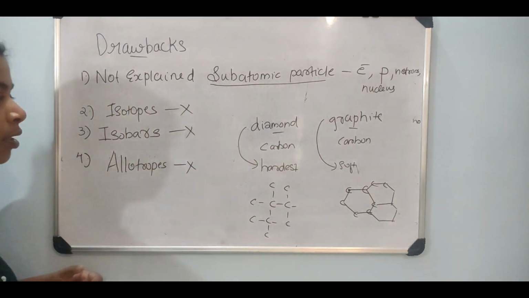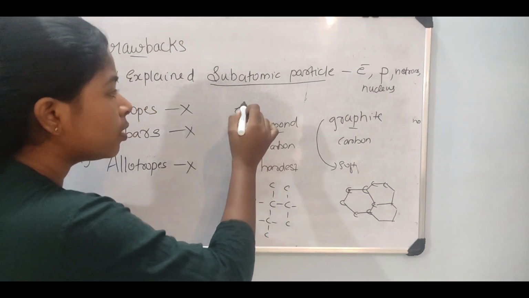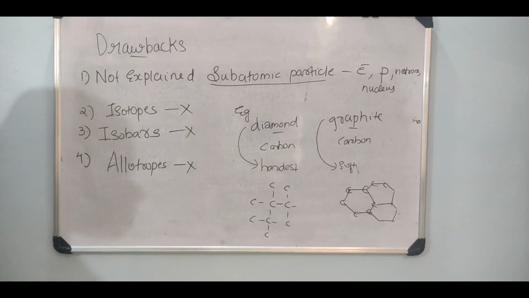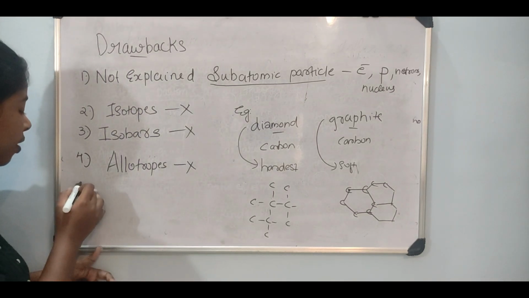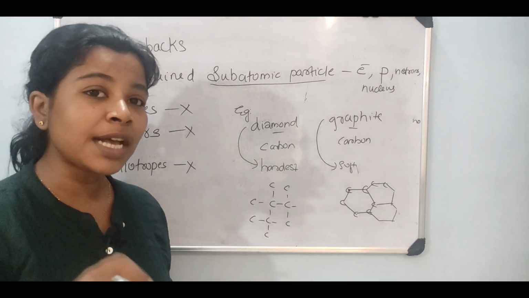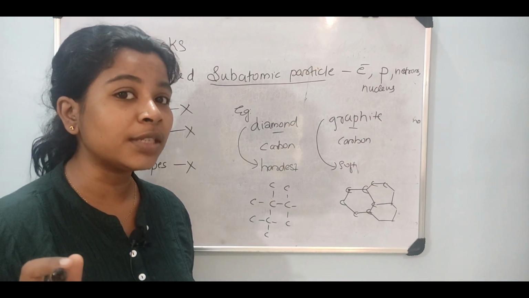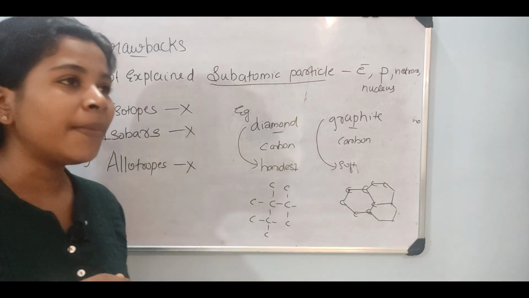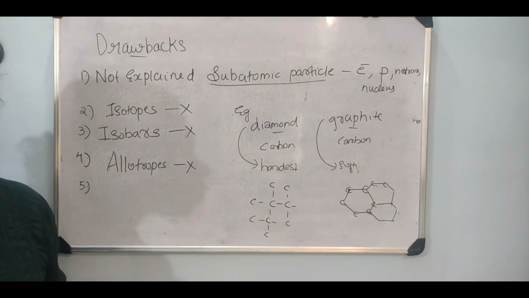Understood? So, what are allotropes? This is an example of allotropes. So Dalton's theory was unable to explain allotropes as well. Now coming to the fifth drawback. His theory stated that atoms combine in small whole number ratios, right? But in some complex sugars and all, this rule does not hold.